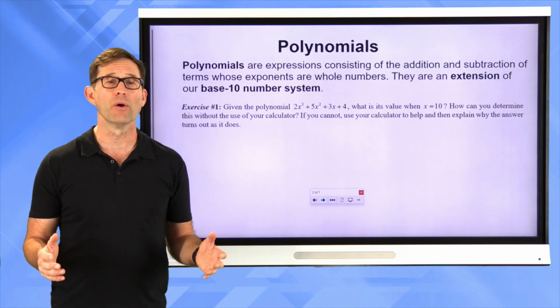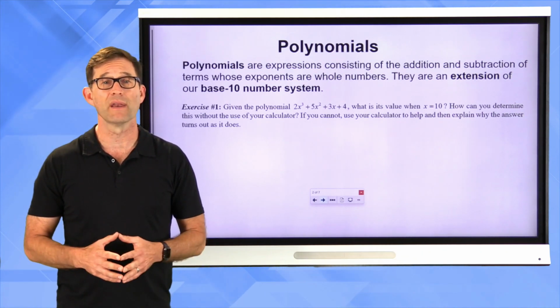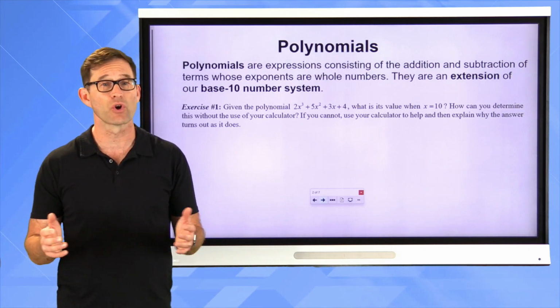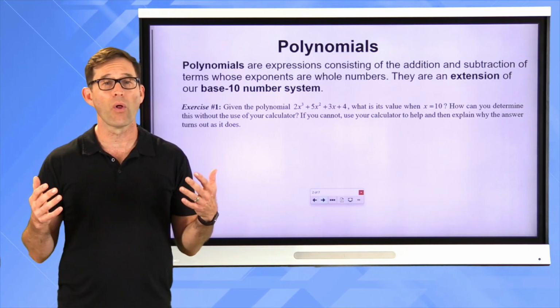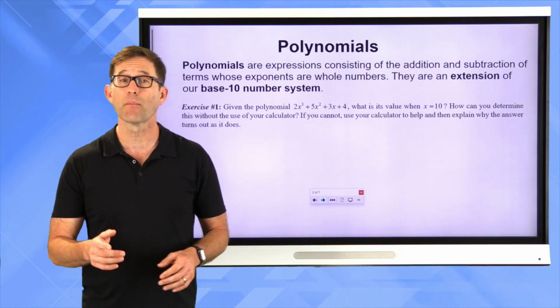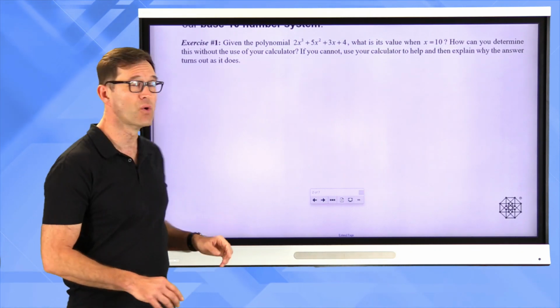All right, now polynomials, which we've seen already even in the first lesson that we did in Algebra 2, are expressions that consist of the addition and subtraction of terms whose exponents are all whole numbers. They are an extension simply of our base 10 number system. And I want to take a look at that in exercise number 1 because it's kind of cool.